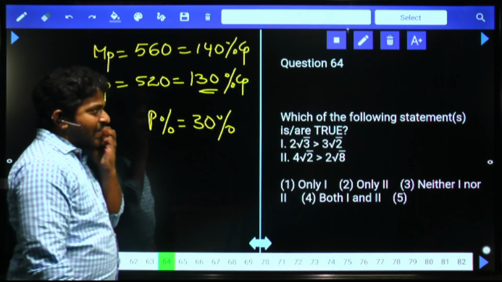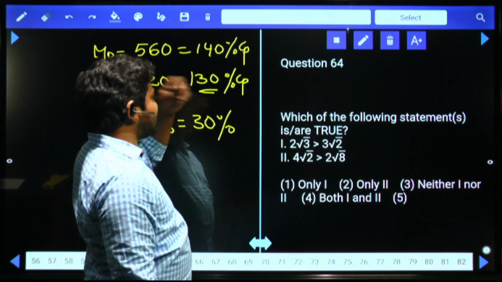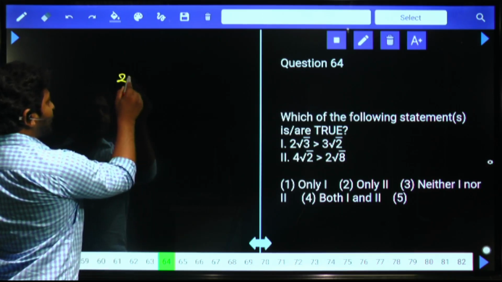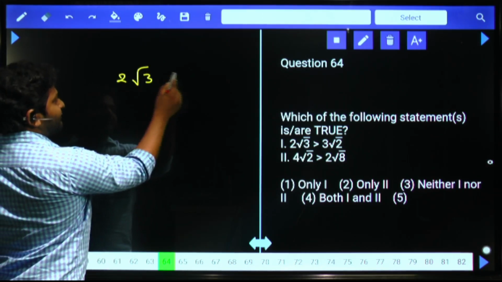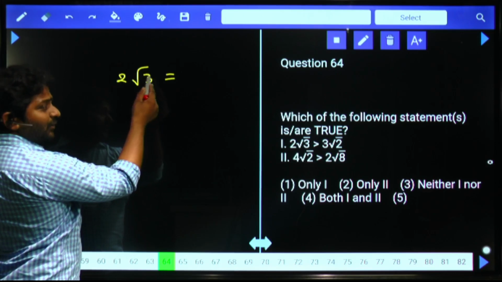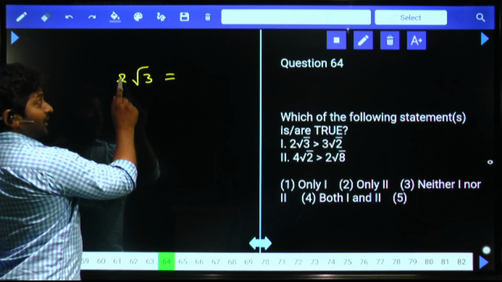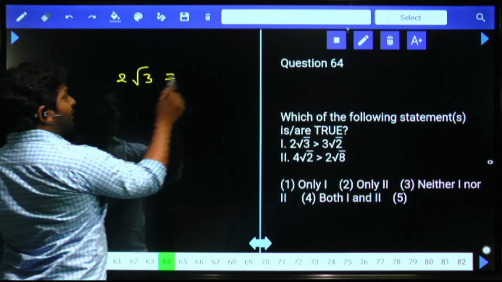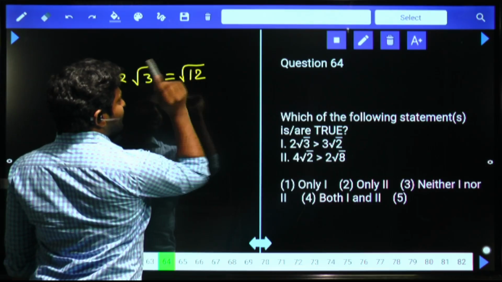Next. Which of the following statements are true? 2 root 3, that is 2 into root 3. We can write this by taking 2 under the root. Integer 2, when it goes under the root, becomes 4. 4 into 3 is 12. So this value is equal to root 12.